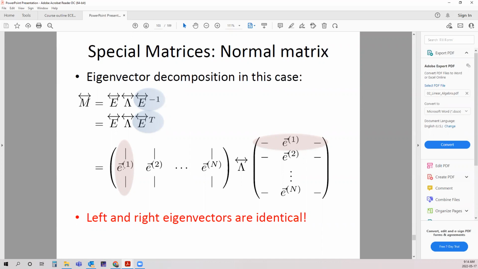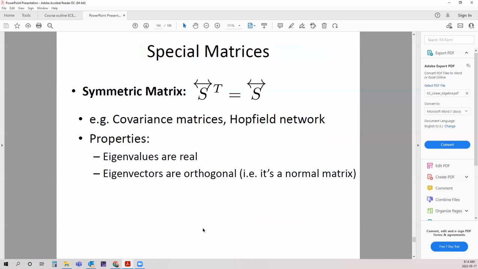So here we do the transpose. We take the first column to be the first row, the second column to be the second row, the nth column to be the nth row. Left and right eigenvectors are identical. Special matrices, if we have S transpose equal to S, such as covariance matrices and Hopfield network properties, eigenvalues are real and eigenvectors are orthogonal. So it is a normal matrix. If we do the transpose, it will be the same again.